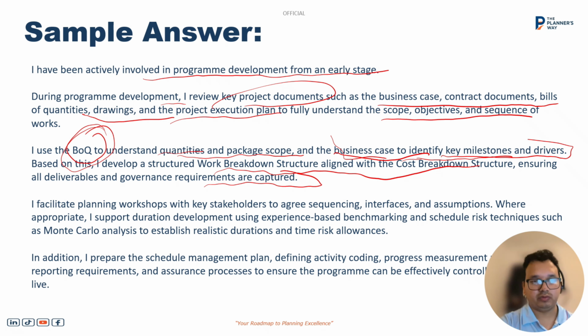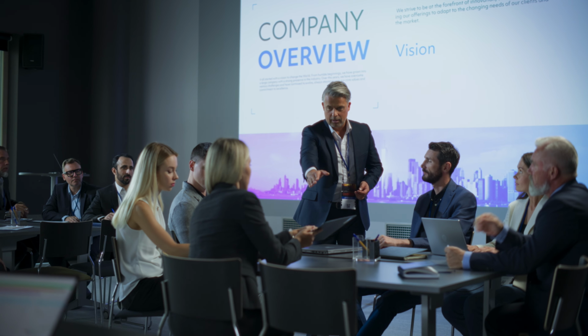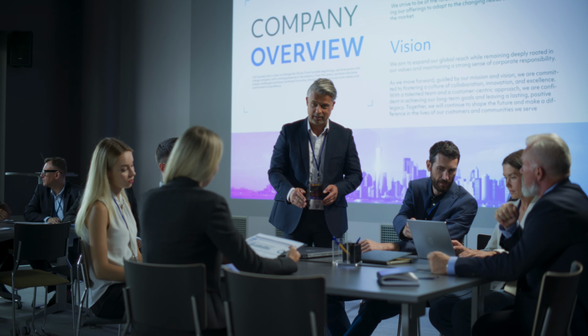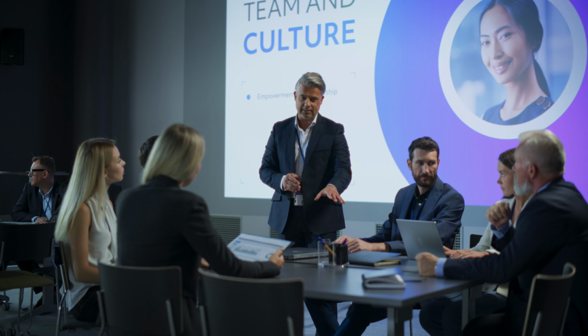So how are you going to make sure that your deliverables are correct, and which governance process is required? If you want to go from stage 1 to stage 2 or stage 3, or RIBA 2, we need to go through the governance process, so that should be mentioned in the program. After you develop the program, you need to facilitate a workshop where you invite your key stakeholders, project manager, and experts of the team, to make sure that your sequence, interfaces and assumptions are correct.